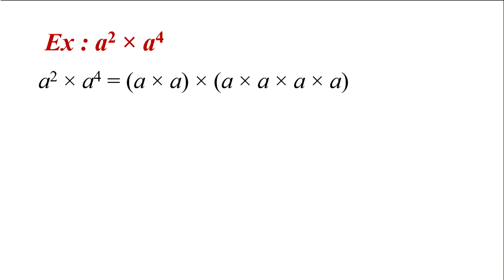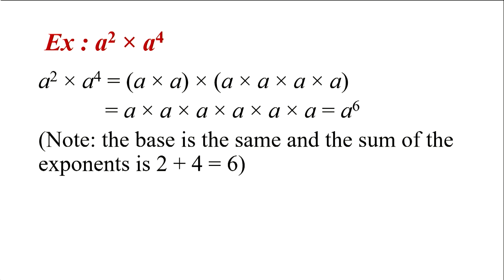The product of these two gives us what? a square means a should be multiplied 2 times, a into a, and a to the power of 4 gives us a into a into a into a. If we combine these two things, we will get a to the power of 6, which is equivalent to a to the power of 2 plus 4. So, in this case also the base is same and the sum of the exponents 2 plus 4 gives us 6.